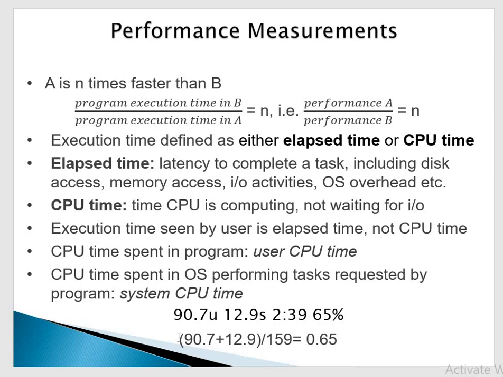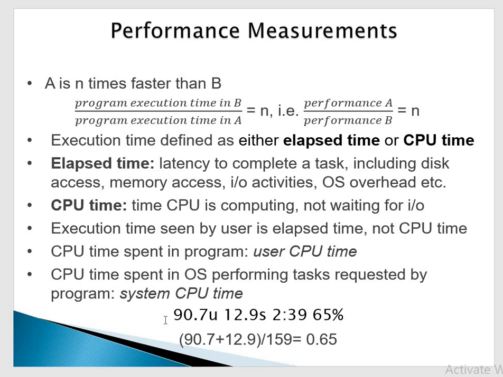So I will explain it with an example. Let's suppose this is the command. This is a Unix command which gives us the time. So now we will try to understand the elapsed time, CPU time, and system CPU time with the help of this example. This is the output of a command on a Unix system. The first term, 90.7, is the user CPU time. It is the time taken by the processor to complete the given task. So it will take 90.7 seconds.